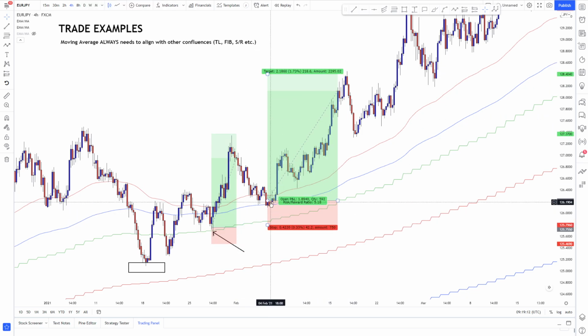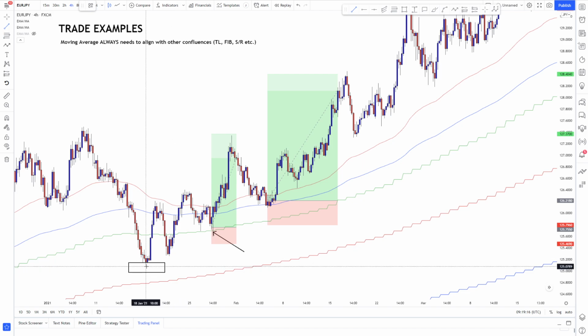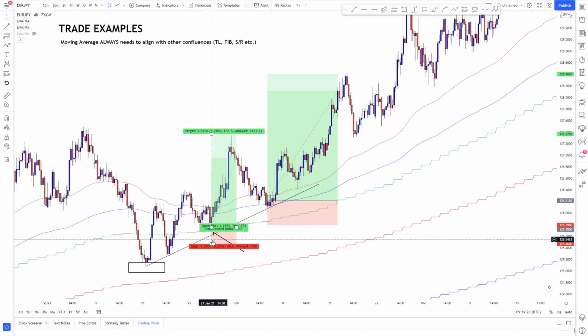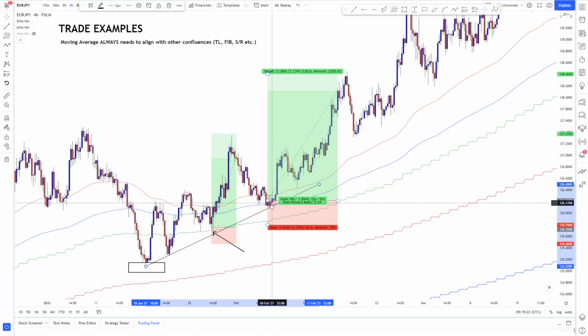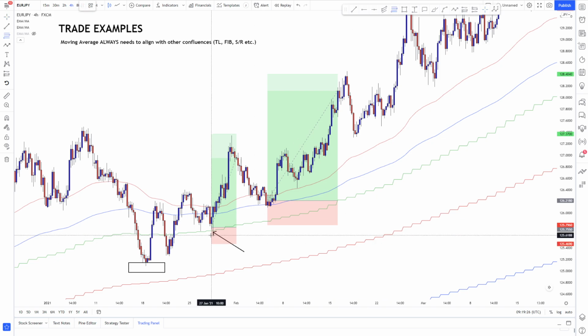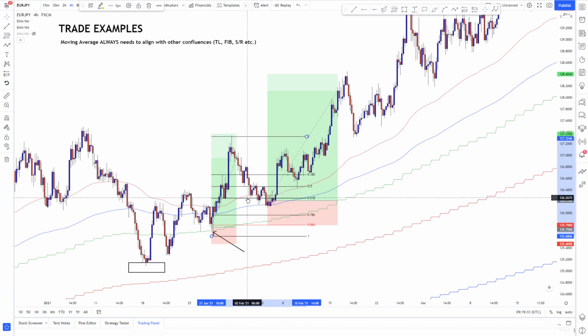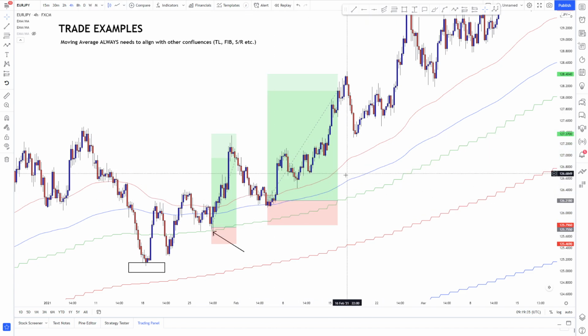For this trade, what you can also do is simply connect a trend line from the low to the high. So you have the 1st, 2nd, 3rd, and 4th bounce for this trade right here. And you also have the fib from the low to the high. If I just do the fib, you'll see around the 61.8. So 3 confluences for this position.